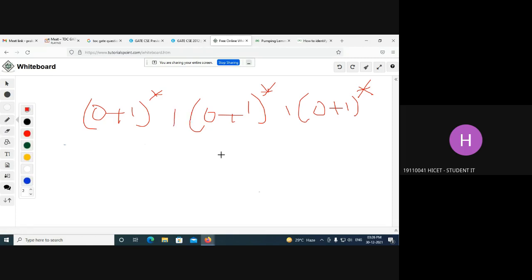Okay, what will be the answer for this? The same question, not the same question. Instead of 0, you replace it with 1.